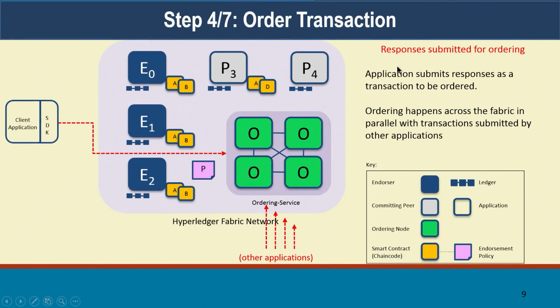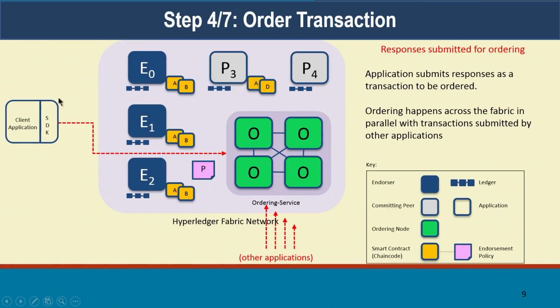The next step is ordering. Once the client has received sufficient endorsements that it thinks satisfy the endorsement policy, in this case it needed signatures from E0, E1, E2, and it has got responses from all three of them, it is going to submit the transaction to the ordering service.